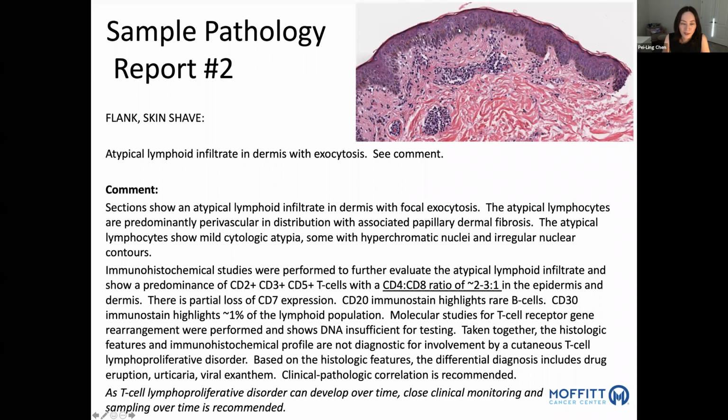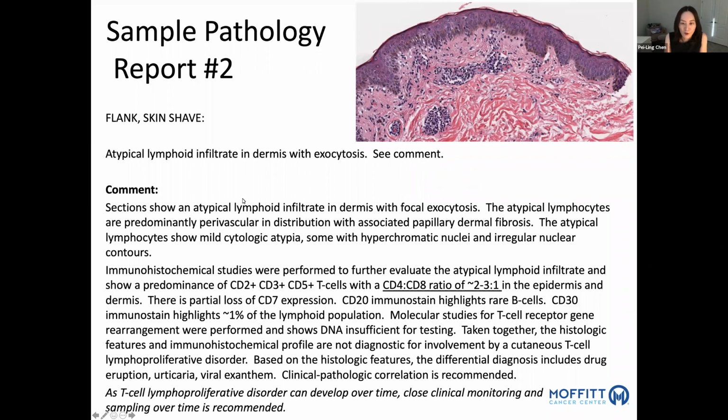So I describe basically what I see under the microscope. In my comment, I would put sections show an atypical lymphoid infiltrate in dermis with focal exocytosis. In this case, I'm not so sure if this is mycosis fungoides. So instead of saying epidermal tropism, I call this exocytosis going into the epidermis. The atypical lymphocytes are predominantly perivascular in distribution, with associated papillary dermal fibrosis, which can be seen in some chronic inflammatory processes of the skin.